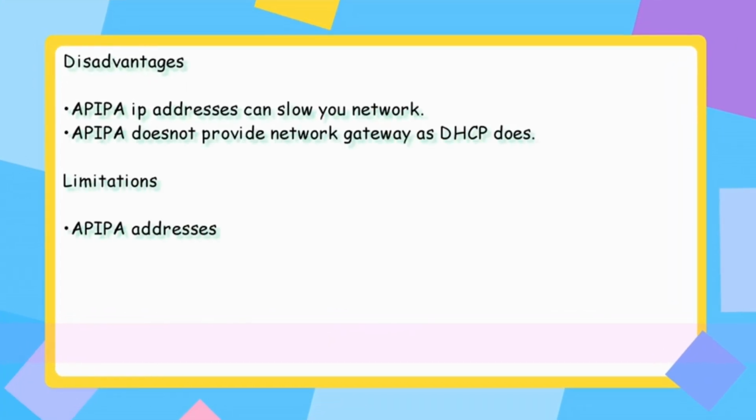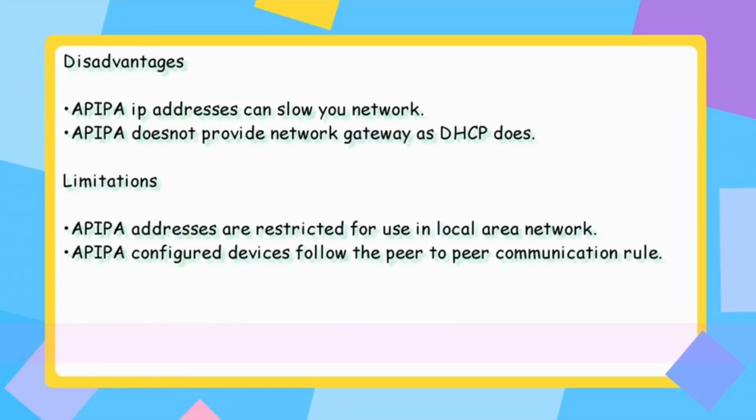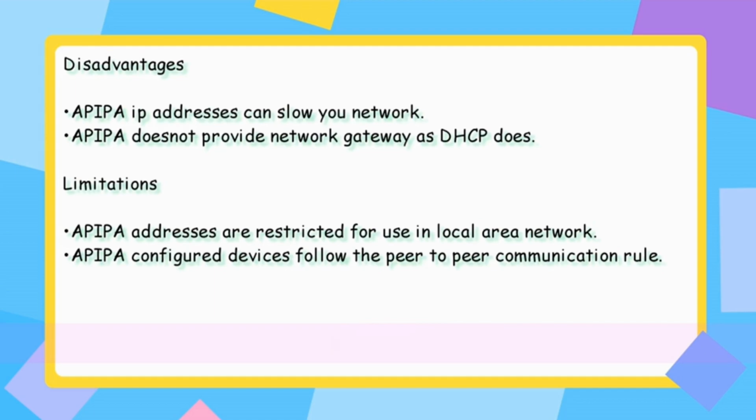Disadvantages: APIPA IP addresses can slow your network. APIPA doesn't provide a network gateway as DHCP does. Limitations: APIPA addresses are restricted for use in a local area network. APIPA configured devices follow the peer-to-peer communication rule.